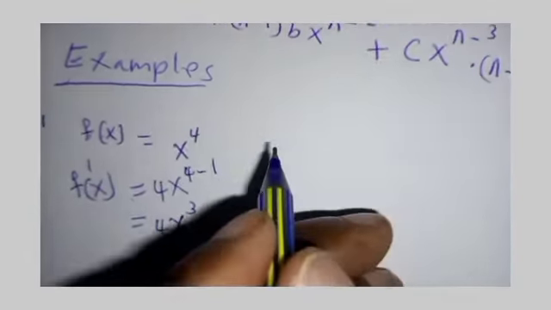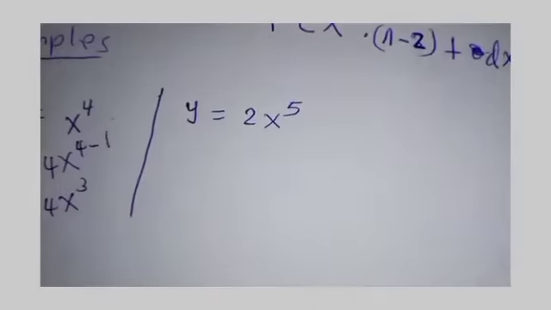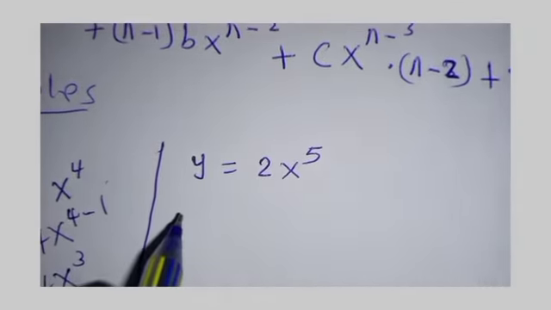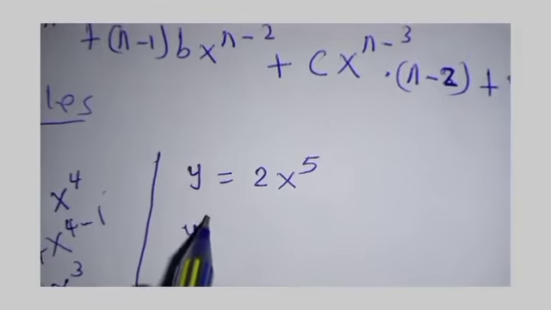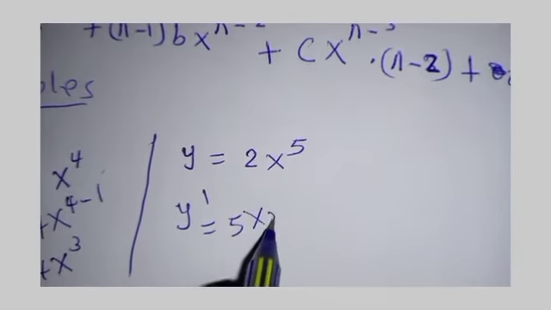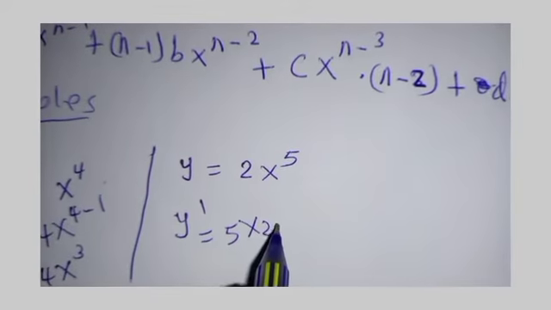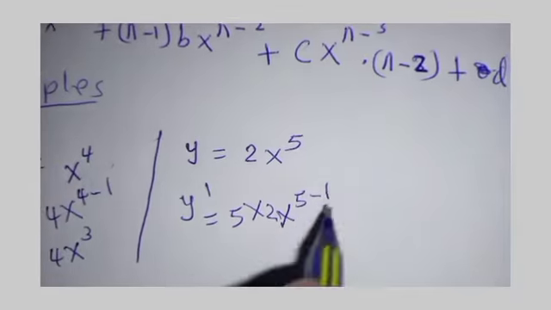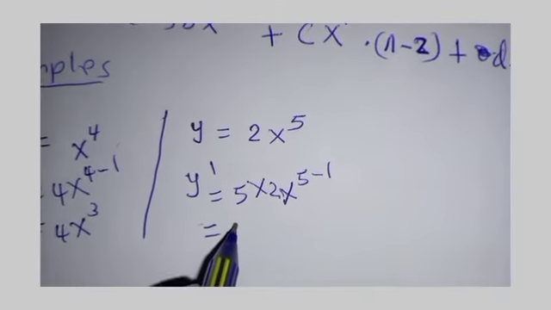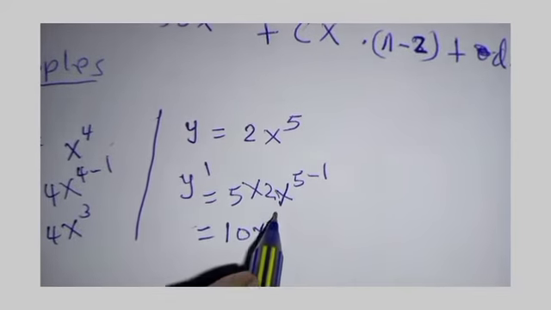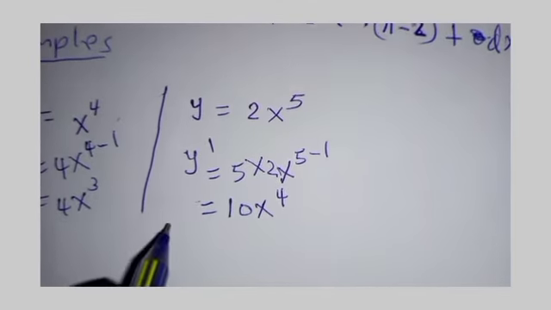Example 2. You are given your function as y is equal to 2x power 5. So the result is y prime is equal to 5 times 2, then you have x power 5 minus 1, which is equal to, so 5 times 2 is 10, x power 4. So that is the result, the y prime.